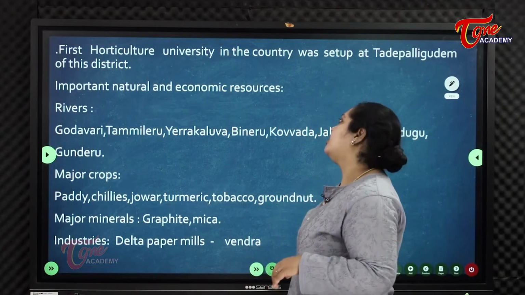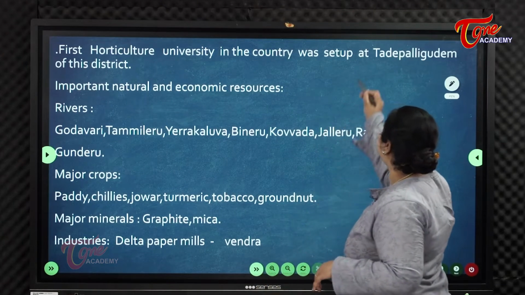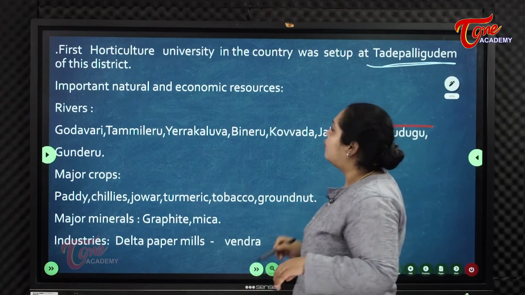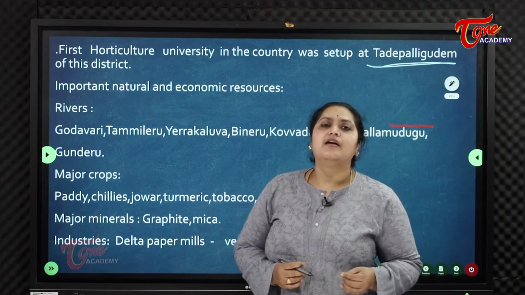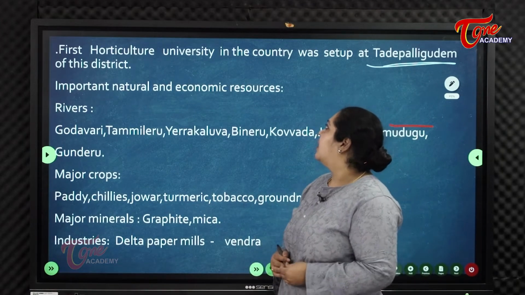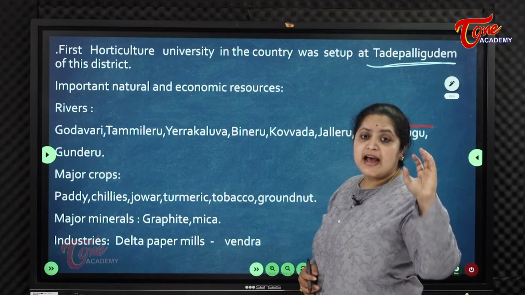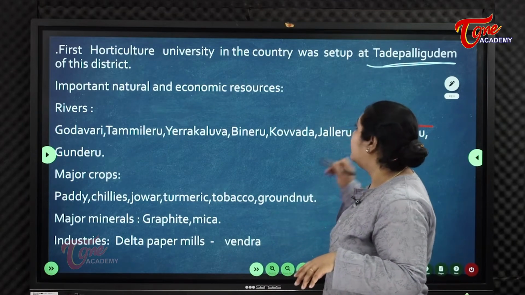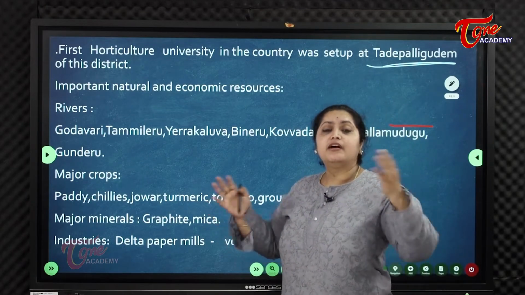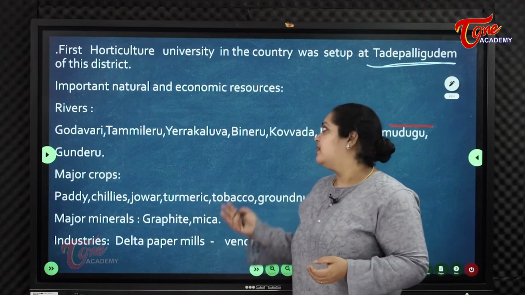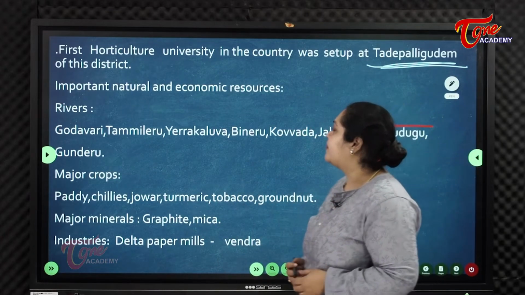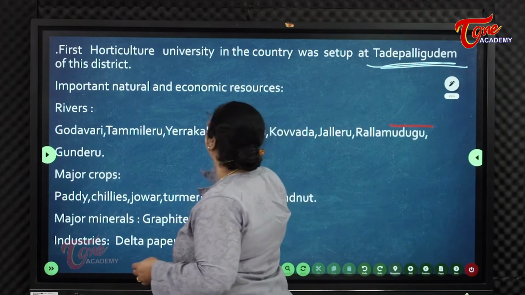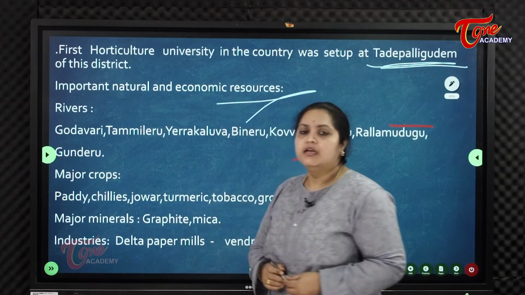The first horticulture university in the country was set up at Tadepalligudam of this district. That is YSR Horticulture University. It's one of its kind in the country, the first horticulture university in the whole of India, in Tadepalligudam.